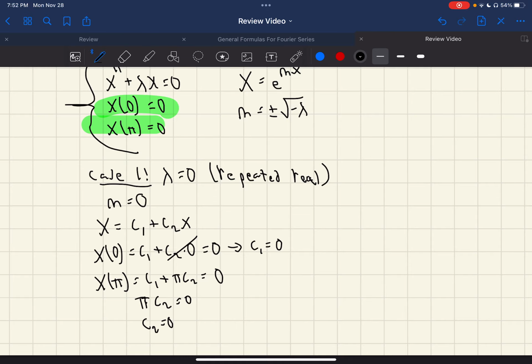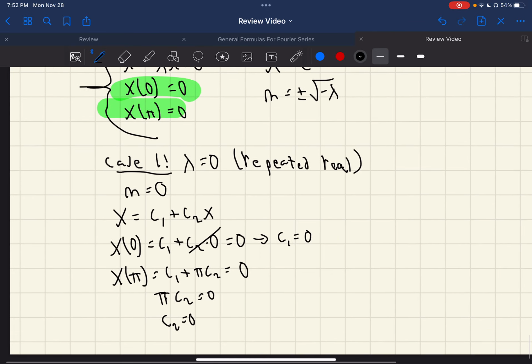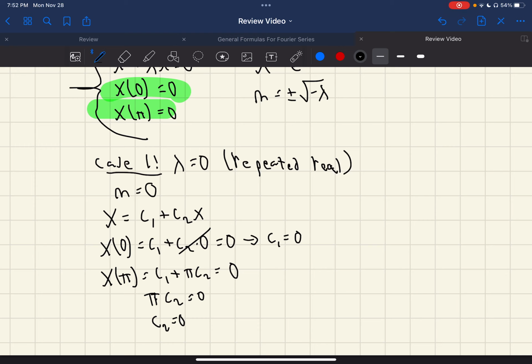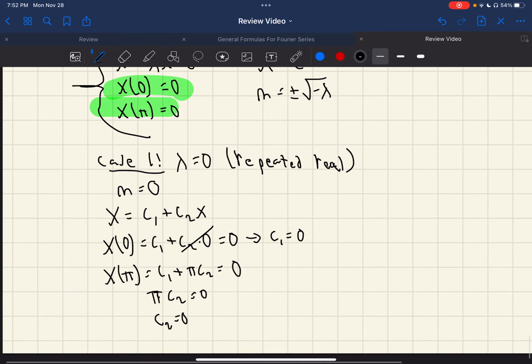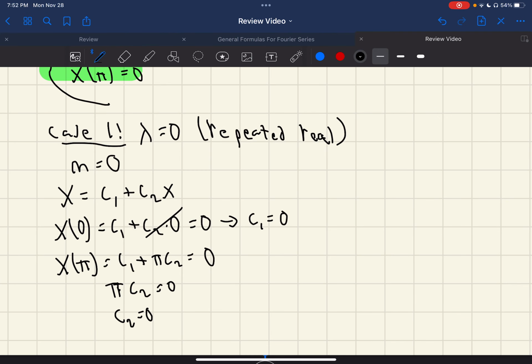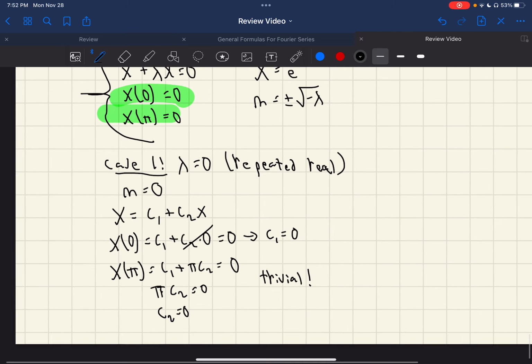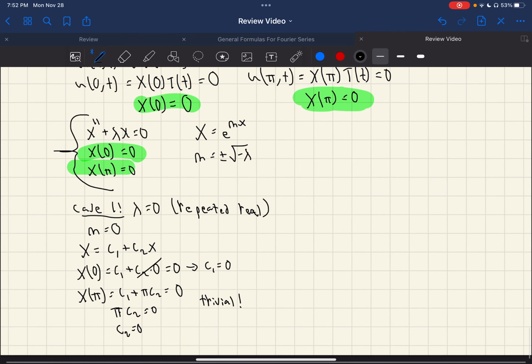And in the event where they don't give you pi and they give you L, just know that because L basically represents the length of the string, your L can never be 0. So we have c1 and c2 are the same, they're both 0, which makes this trivial. And we have a trivial solution, and we have no eigenvalues here. And that's the only reason why we do case 1, just to prove that there's nothing, that case 3 is the only place we get eigenvalues from. If we were to do case 2, which is distinct real roots, you'd also get a trivial solution.